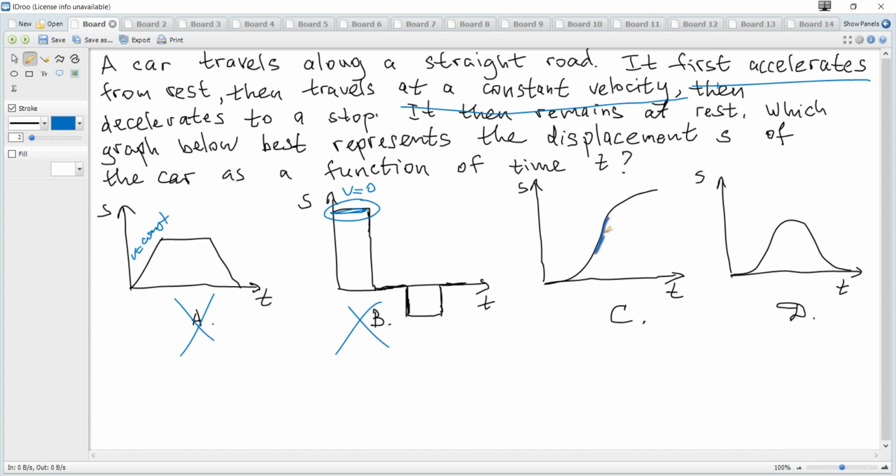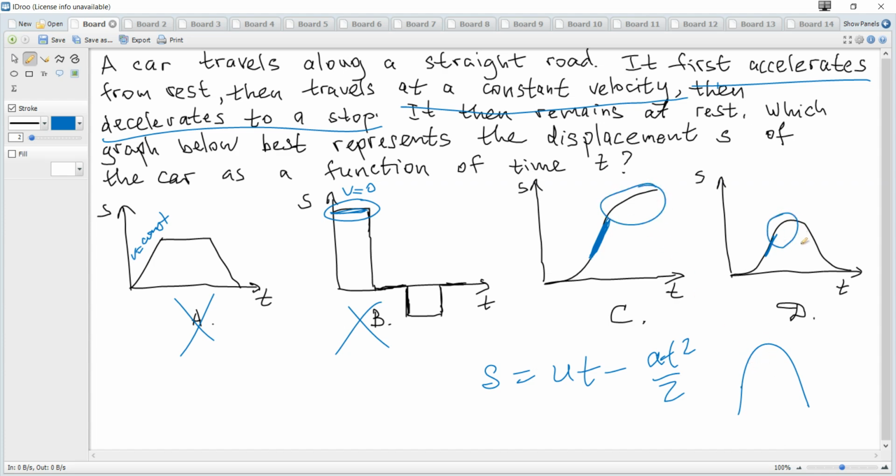Then it travels at constant velocity, so it must be a straight line. And the straight line seems to be somewhere here, and actually also here it seems to be a path with constant gradient. Then it decelerates. Deceleration is what? Decreasing gradient. The displacement-time formula is ut minus at squared over 2, and it looks like a concave down parabola. So a form like this is also correct.